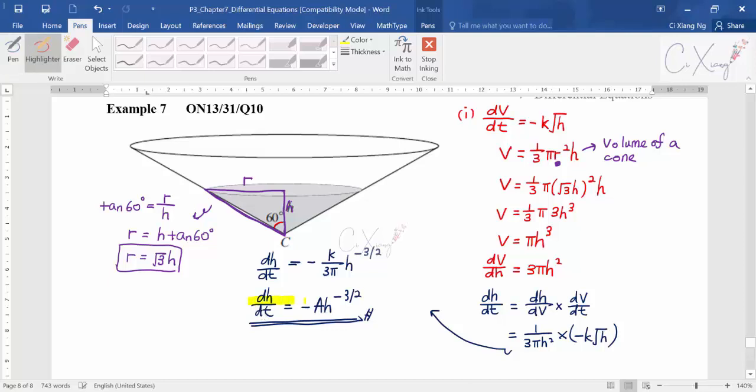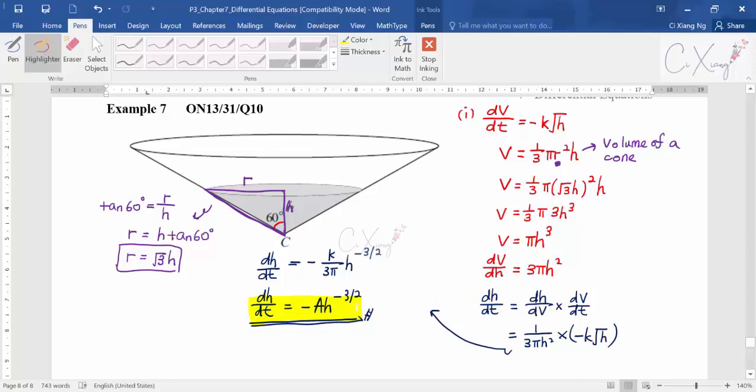Okay, so in this example, you will see that it is a bit more special because after you get the differential equation from the question, you still need to apply the chain rule to get what they want us to prove in the question itself. Somehow you need to find out all this information from the figure given, like how you express R in terms of H, how you change it to become the equation V in terms of H, and then you apply the chain rule here. Alright, so this whole part is part number 1.